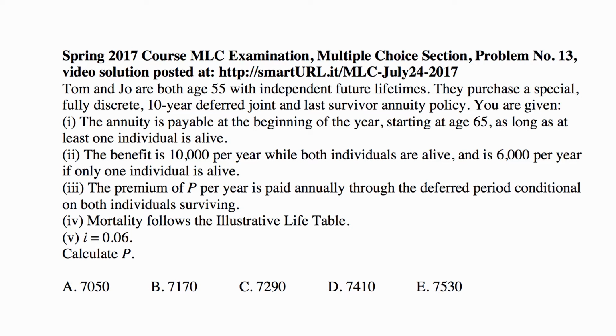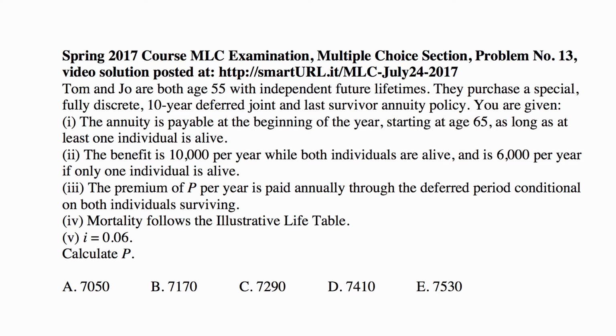Here is a very interesting problem from the last exam MLC, spring 2017. Tom and Joe are both age 55 with independent future lifetimes. They purchase a special, fully discrete 10-year deferred joint and last survival annuity policy. You are given the annuity is payable at the beginning of the year starting at age 65 as long as at least one individual is alive.